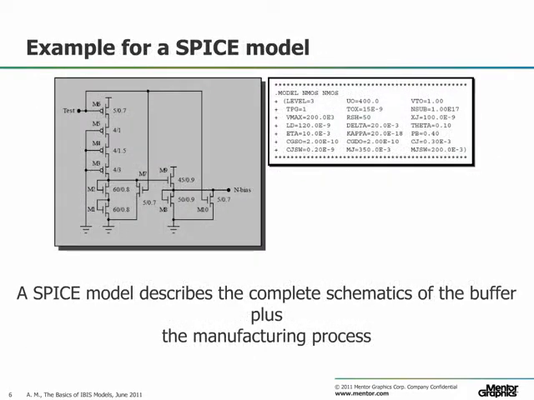This slide is an illustration for a structural model, a transistor level SPICE model. The picture on the left side is a schematic with all the transistors in the circuit and their channel widths, channel lengths also indicated on the drawing. The right side is a model file for the transistors, which basically describes the manufacturing process, how each transistor is made.